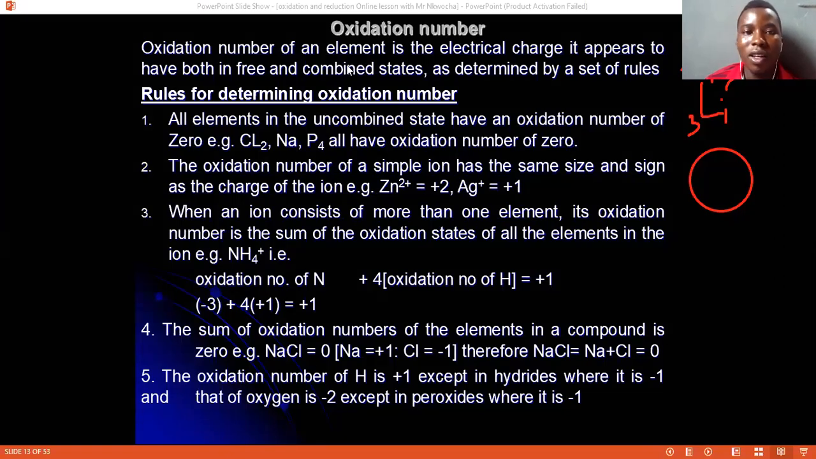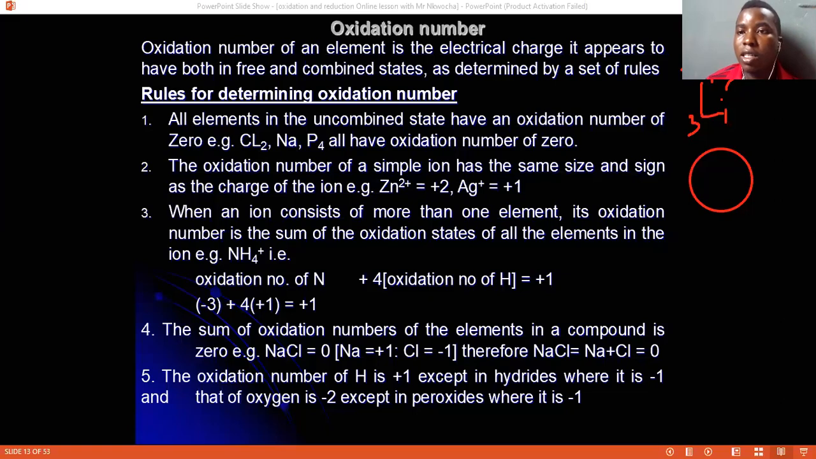Alright, so if it is losing an electron, remember protons are positive while electrons are negative. If it loses one electron, the protons dominate. So that's why we now write Li plus.